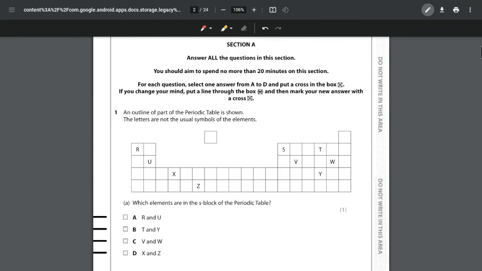For the multiple choice, we should be aiming to spend no more than 20 minutes on this section. Please remember that the marks break down to roughly 1 mark every minute.